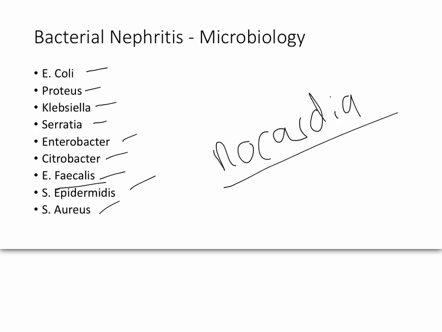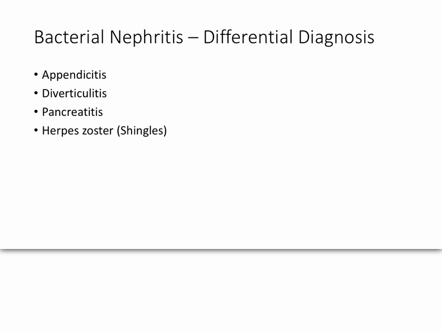So it does happen. And your differential diagnosis for nephritis, I think I already went over this, appendicitis, diverticulitis, pancreatitis, herpes zoster, shingles. And all of these are going to have slightly different presentations, but you want to have them still in the front of your mind and rule them out because it's so difficult to diagnose pyelonephritis. I'm saying difficult like nobody ever does it. It's not really that difficult, but it's more complicated than just cystitis.